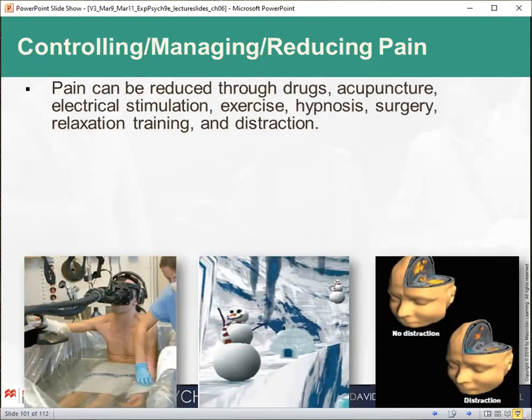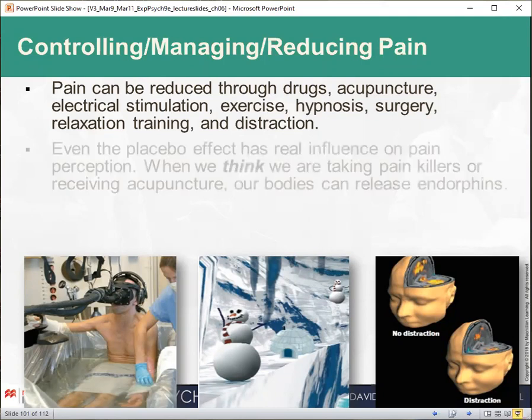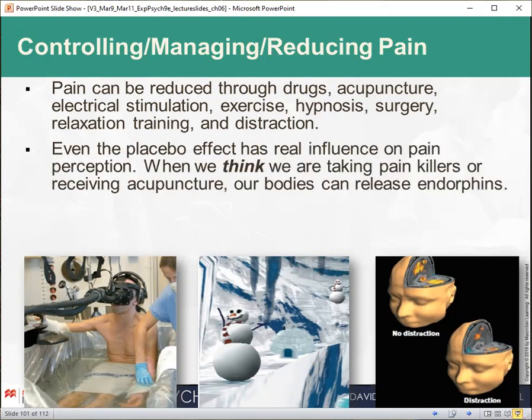Pain can be reduced through drugs, acupuncture, electrical stimulation, exercise, hypnosis, all these things that we've seen before. We can see that we can reduce our pain. Even the placebo effect has a real influence on pain perception. When we think we are taking the painkillers or receiving acupuncture, our bodies can release endorphins. So if you think you are taking something that will relieve your pain, if you can convince your body to release more endorphins, then you are really treating yourself in a sense.